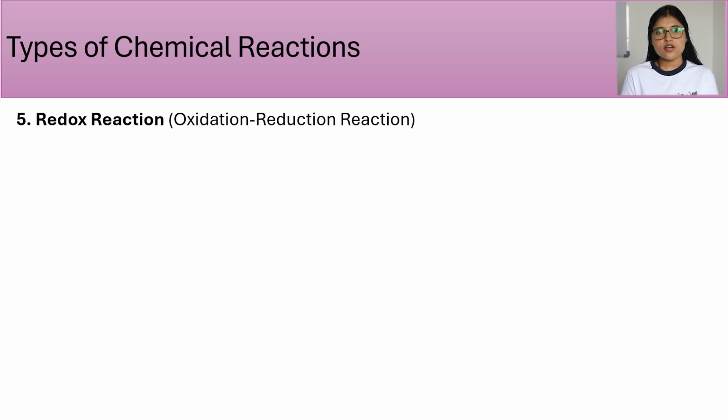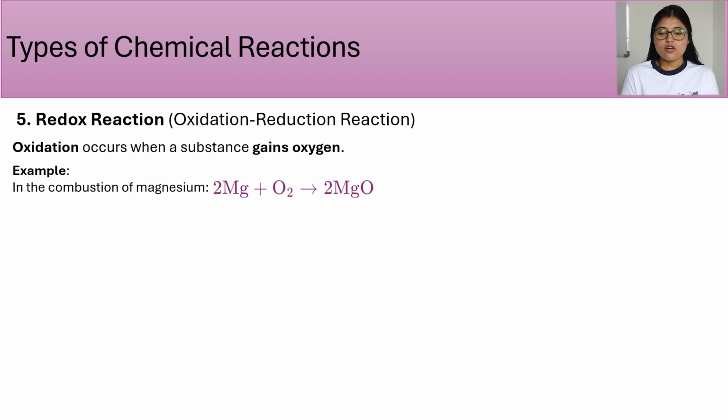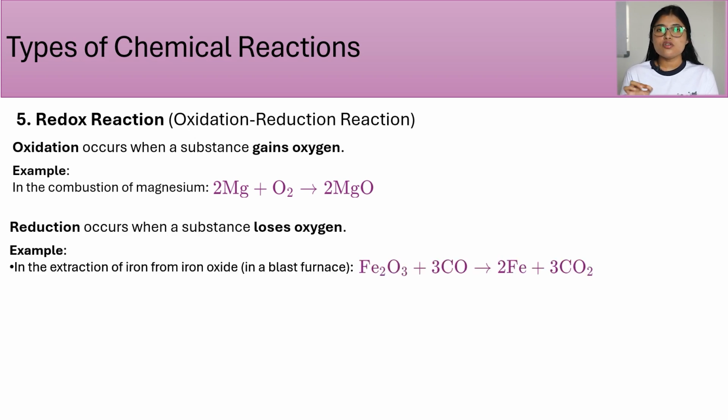Let's understand what an oxidation reaction is. Oxidation occurs when a substance gains oxygen. For example, in the combustion of magnesium, magnesium gains oxygen and becomes magnesium oxide. So here, this is an oxidation reaction. In a reduction reaction, a substance loses oxygen. For example, when you extract iron from iron oxide in a blast furnace, Fe2O3 becomes Fe, that is iron oxide becomes iron. Here it's losing oxygen. So we call this a reduction reaction.